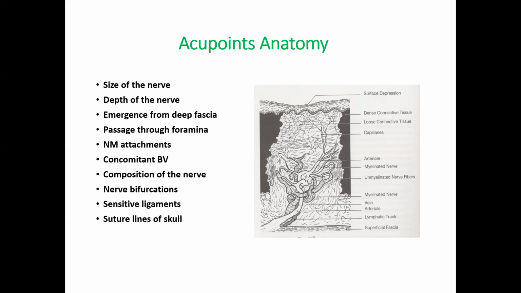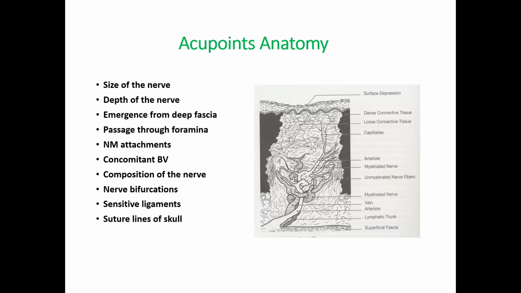They have certain characteristics, guys. According to Dr. Hu Qidong, who was a professor of anatomy and acupuncture in San Antonio, Texas, this gentleman biopsied the most famous acupuncture points in the body, made some correlations, and found that they have a special pattern: the size of the nerve, the depth of the nerve, emergence from deep fascia, passage through the foramina.